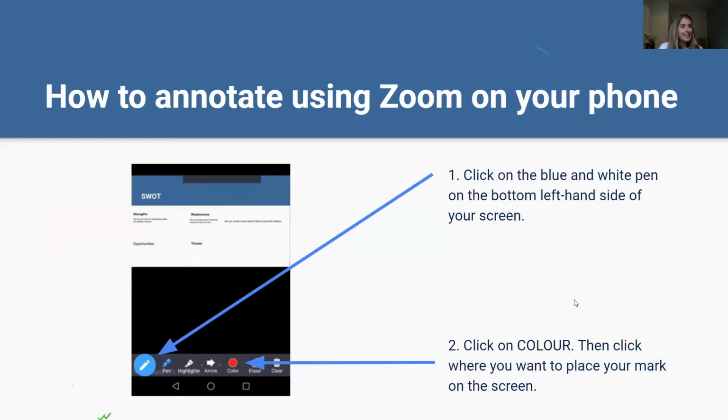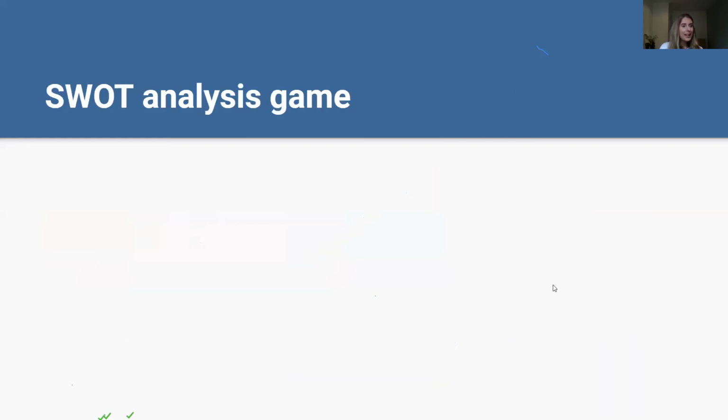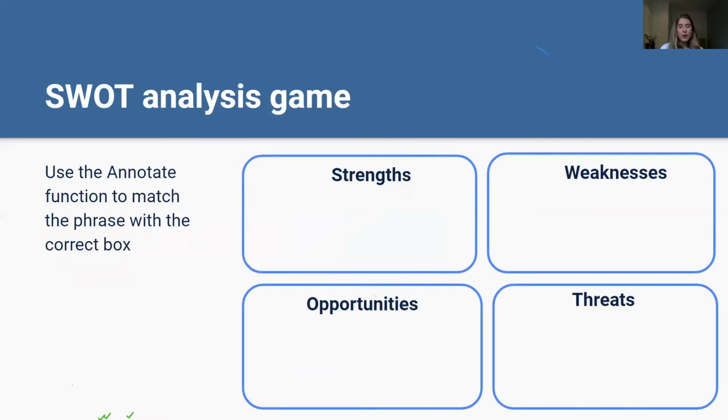And in this game, we are going to be practicing completing a simple SWOT analysis together. So a phrase is going to appear on screen, and I would like you to use the annotate function to mark which box you think it fits in. Is it a strength? Is it a weakness? Is it an opportunity? Or is it a threat?